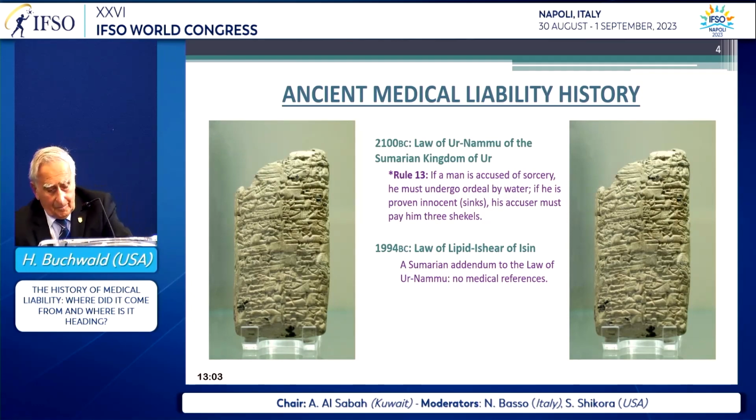So let's look at history. In 2100 BC, there was the law of Ur-Nama, of the Sumerian kingdom of Ur. And in this law, there was Rule 13. If a man is accused of sorcery, he must undergo ordeal by water. If he is proven innocent, he sinks as you lower him into a tub of water, and his accuser must pay him 3 shekels. Well, this same technique was used in the Winston-Salem witch trials in the United States. And so if you were innocent, you sank because the water, which was holy, did not reject you. But if you were innocent and you sank, you drowned. So you didn't really win either way. And this law was reinforced by his nephew in 1994 BC.